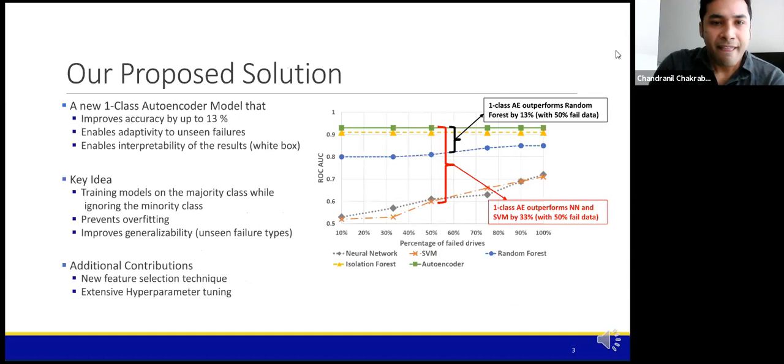Now, for our work, as mentioned, we introduce autoencoder models that can improve accuracy by up to 13%. The figure on the right shows the improvement in terms of ROC-AUC score for the baselines that we used. We sweep the number of failed drive observations included in the training set from 10% to 100%, simulating a dynamic environment where new failure types emerge over time.